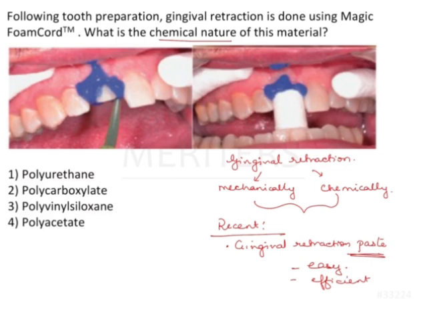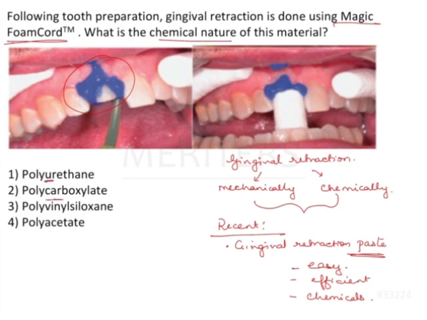So you inject the paste around the tooth as shown in this image, and then the paste will contain chemicals suitable for retraction. So they can have a vasoconstrictor, they can have an astringent, etc., depending on the nature of that material. So one of the very common or popularly used materials is magic foam cord, which is a chairside material, very easy to use. Now we have to answer what is the chemical nature.